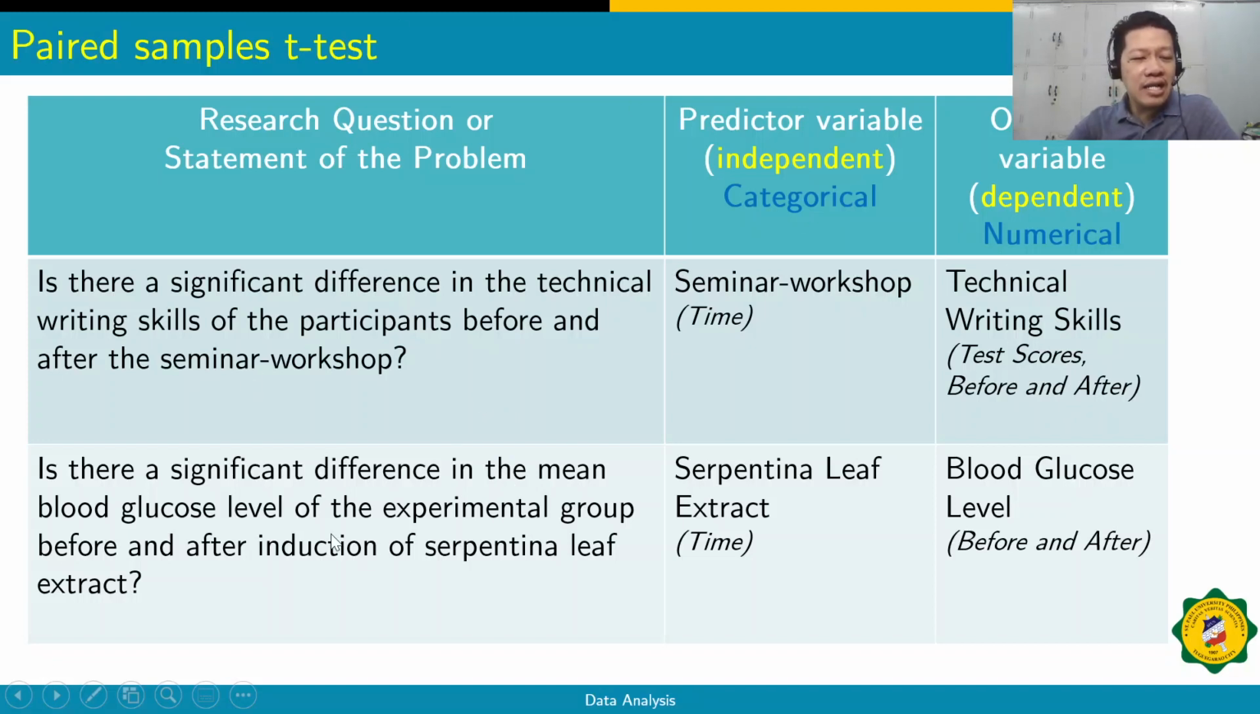And then let's have another SOP. Is there a significant difference in the mean blood glucose level of the experimental group before and after induction of serpentina leaf extract? So our independent variable is our treatment, that is using serpentina leaf extract. And then there's an element of time. We have the before and after, in measuring the blood glucose level of the experimental group. So in this statement or the problem or research question, we're going to use paired samples t-test.